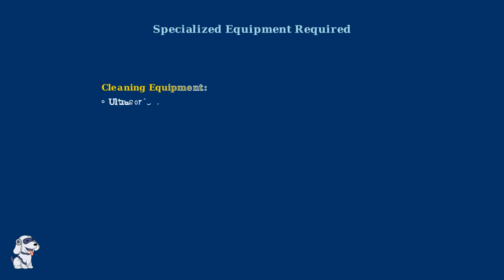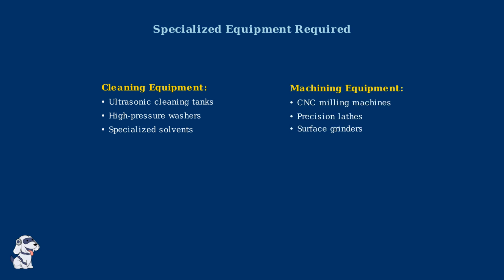Professional remanufacturing facilities require extensive cleaning equipment, including ultrasonic tanks for removing microscopic debris and high-pressure washers for initial cleaning. Precision machining equipment is essential for restoring worn surfaces. CNC milling machines, precision lathes, and surface grinders ensure components meet original specifications.